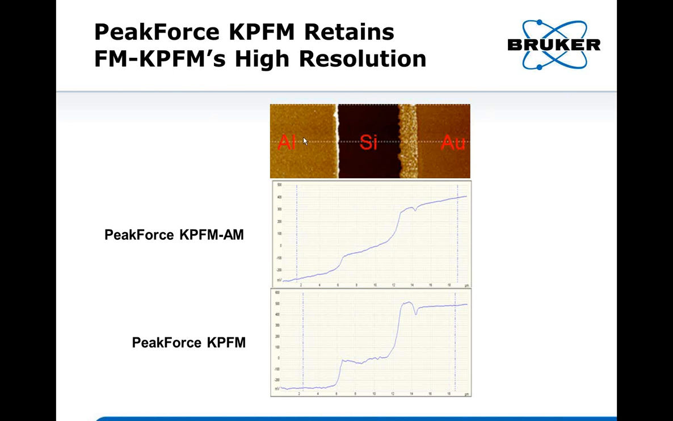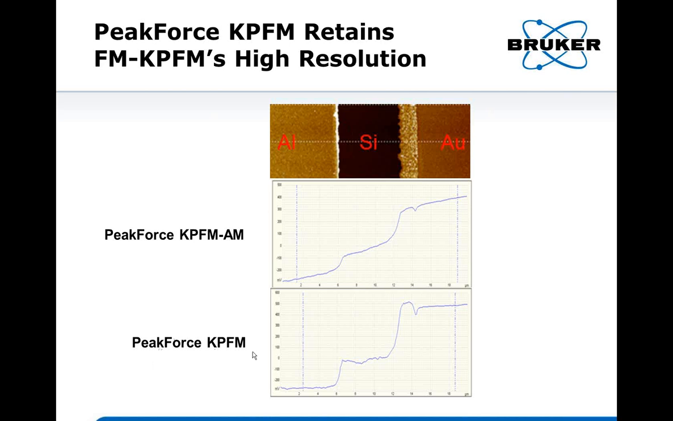Again, the sample is a patterned sample that has aluminum stripes and also gold stripes, and in between we have silicon. It's on a silicon substrate. Now, with PeakForce KPFM AM mode, you see the potential profile there, and you probably noticed that although, let's say on the right side here, it's on gold, you see a slope there.